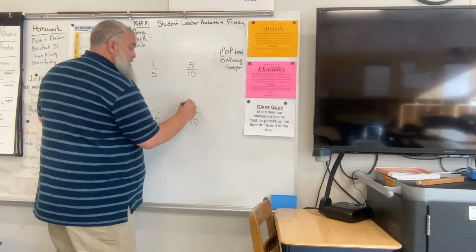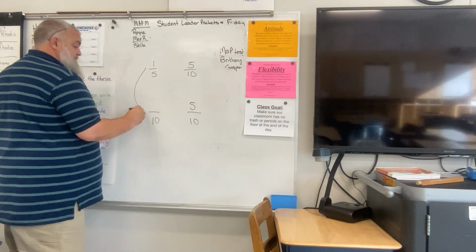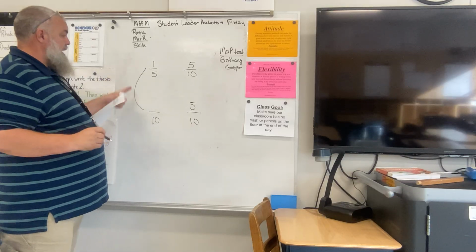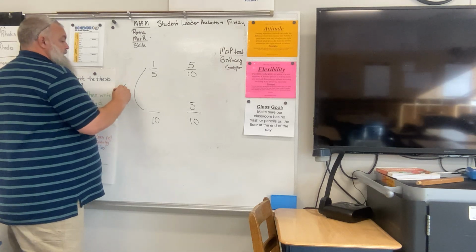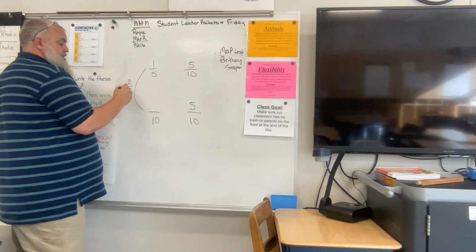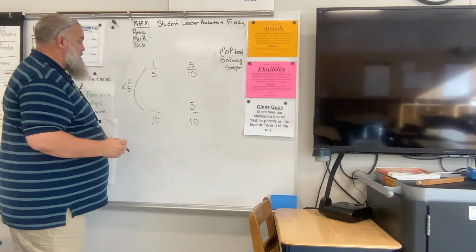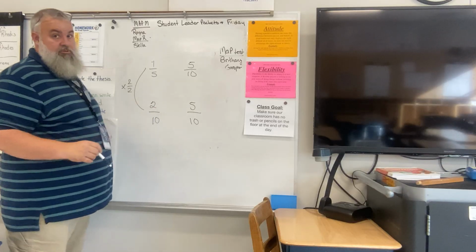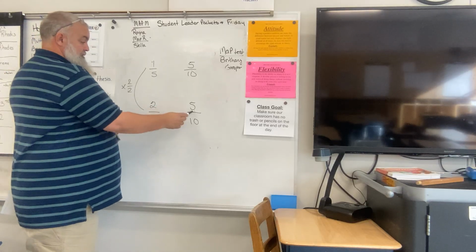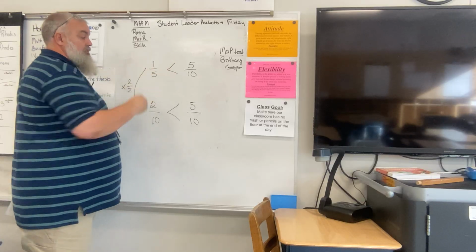If you said 5 tenths, great job. I do need to change this one. How can I multiply this? Okay, times 2 halves. 5 times 2 is 10. What will my new numerator be? 5 times 2 is 10. 1 times 2 is 2. Okay, which one's bigger? 5 tenths is bigger than 2 tenths, which means 5 tenths is bigger than 1/5.